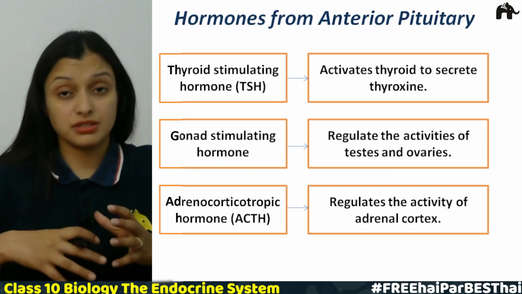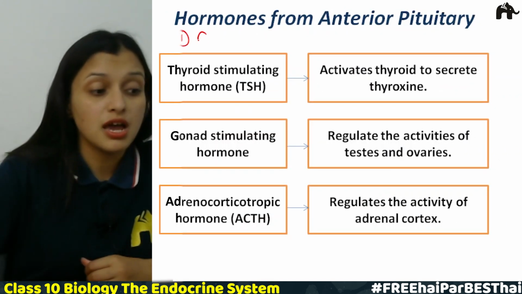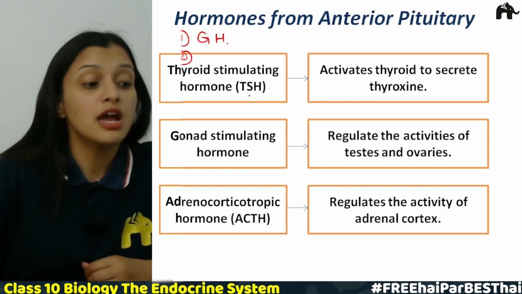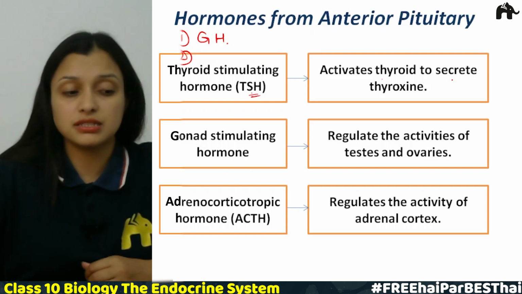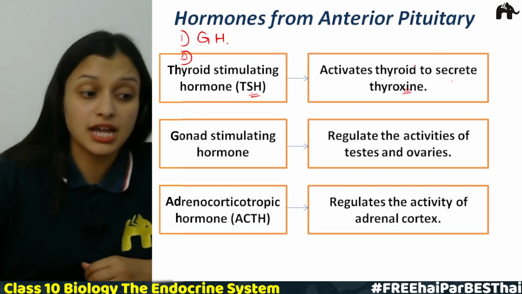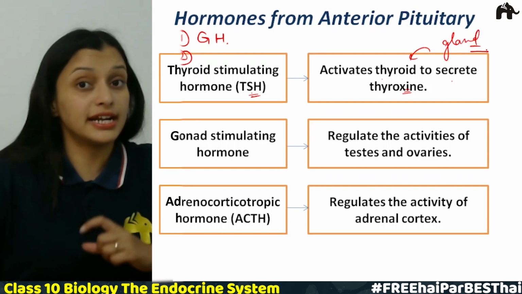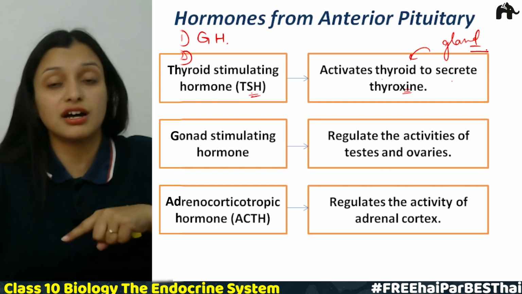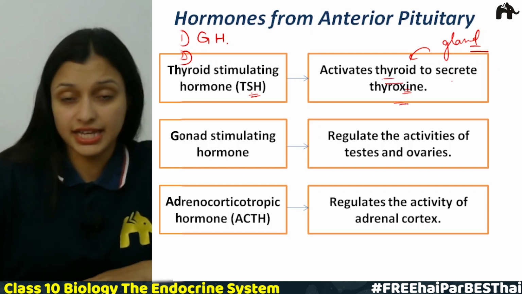Now the rest of the hormones from the anterior pituitary. The first one was growth hormone. The second is thyroid stimulating hormone, which we call TSH. This hormone activates the thyroid to secrete thyroxine. So basically it goes and acts on the thyroid gland, right? That is why we call it a master gland, because this is the gland which controls the other organs' secretions. It will ask the thyroid gland to secrete thyroxine.